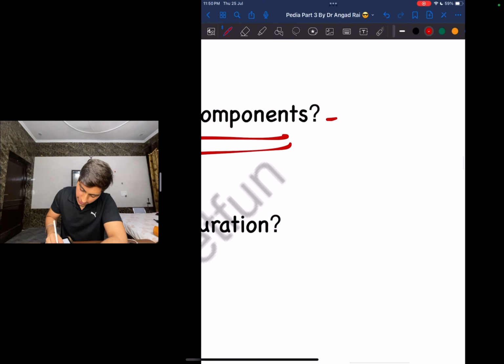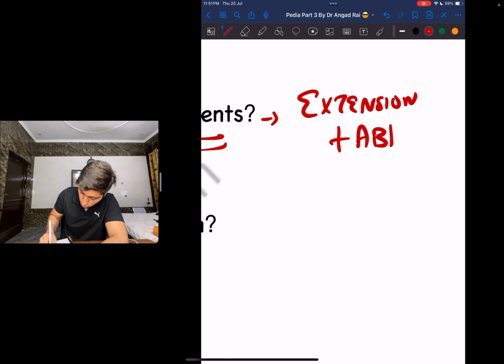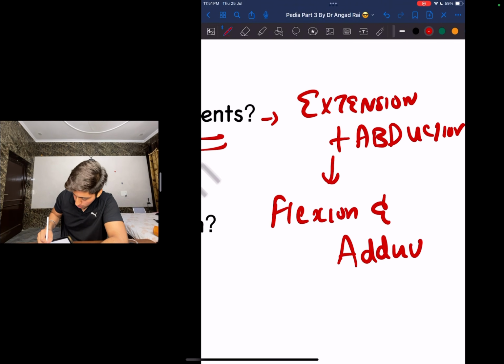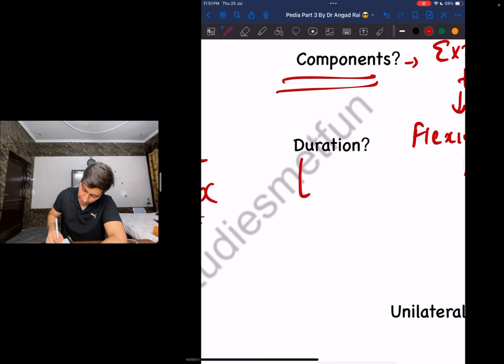What are the components? Extension and abduction. After that there was flexion and adduction. Correct? How long does this last? It lasts for 5 to 6 months.